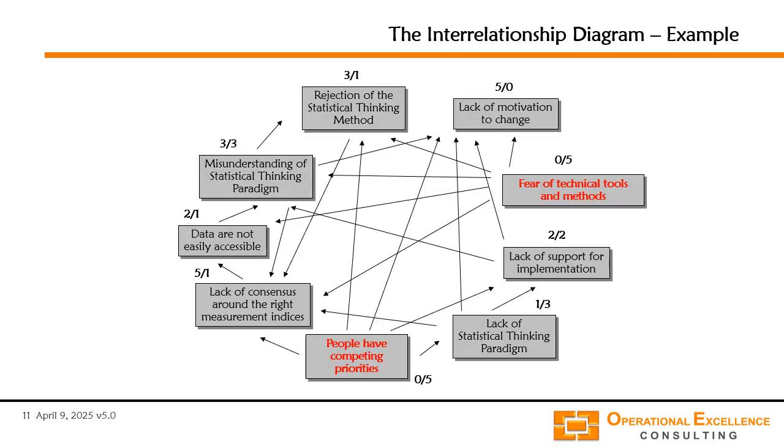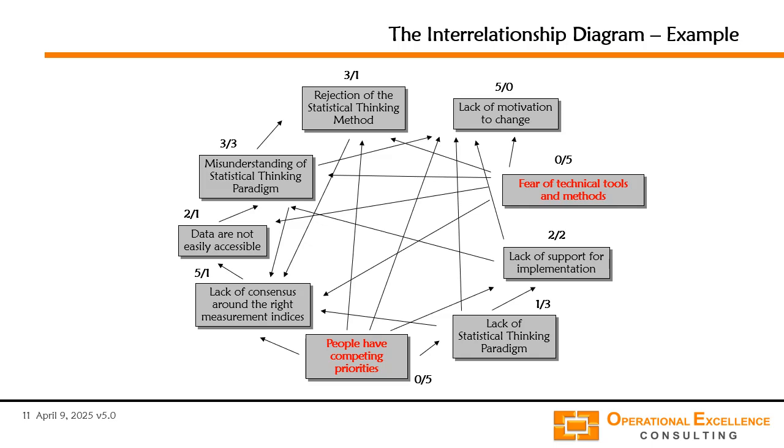Here you see an example of an interrelationship diagram. This interrelationship diagram is not associated with the affinity diagram we discussed earlier. Here the team looks at a different problem or area for improvement. The problem the team tries to solve here is to improve the use of statistical process control charts in some of their critical processes. As you can see, the team has identified 9 areas or 9 headers in their affinity diagram. For example, lack of motivation to change, and the lack of support for implementation.